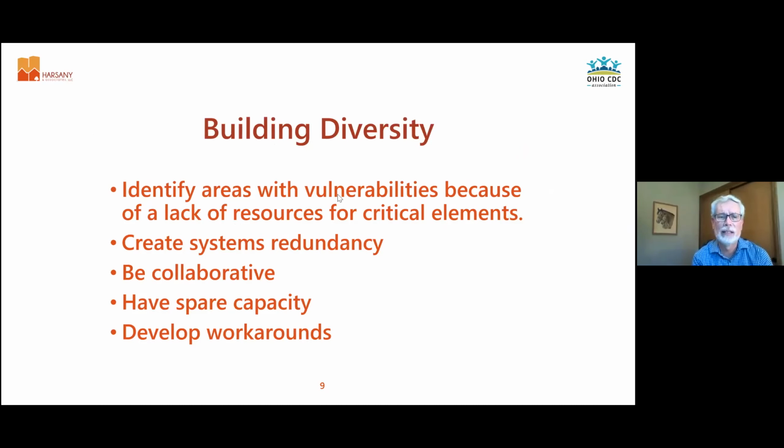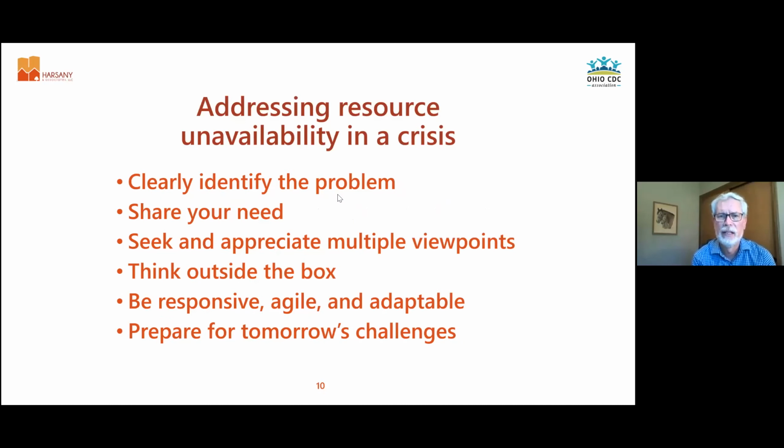In spite of your best efforts, in a crisis, there will be some resource availability challenges. As mentioned before, clearly identifying the problem, sharing your need, and seeking multiple viewpoints are all useful components of addressing these needs. In addition, you will need to be able to think outside the box, be adaptable, and be prepared. This requires good leadership and a strong team culture, as Cindy already discussed. And by the way, good leadership can come from all parts of an organization. It's not just a formal function.